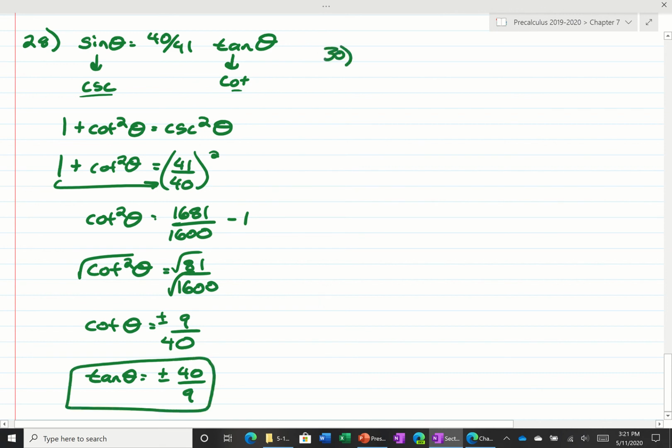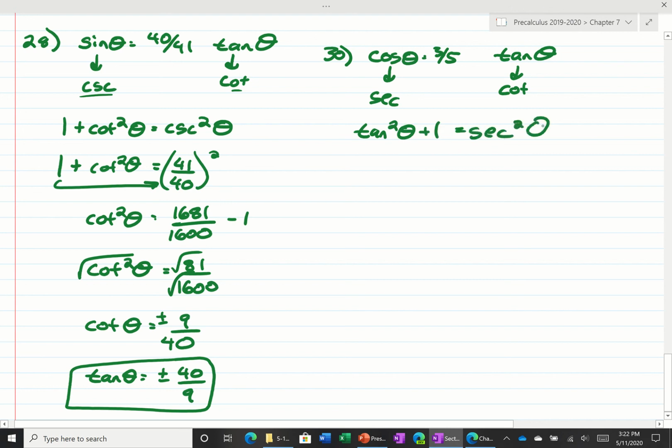For problem number 30, it's asking us if the cosine of theta is 3/5, find the tangent of theta. Well, I know that tangent I could easily convert to cotangent. So cosine I could easily convert to secant. And looking at my formulas, I do have a formula that says the tangent squared of theta plus 1 is equal to the secant squared of theta. So I'm going to say tangent squared of theta plus 1 is equal to the secant. Well, cosine's 3/5. Secant would be 5/3.